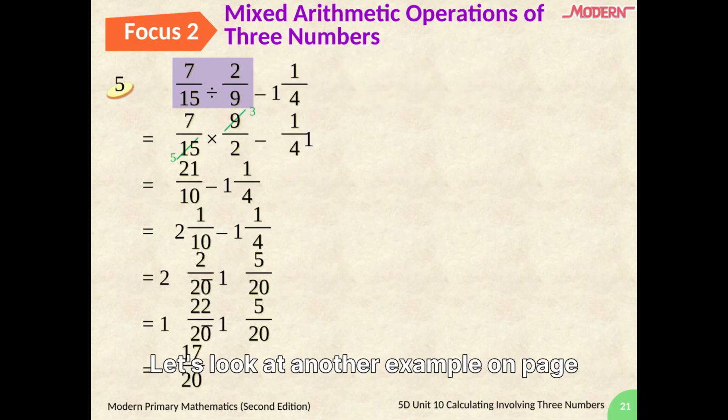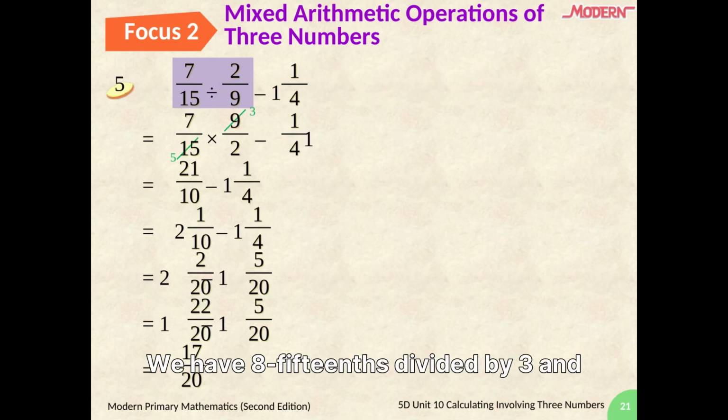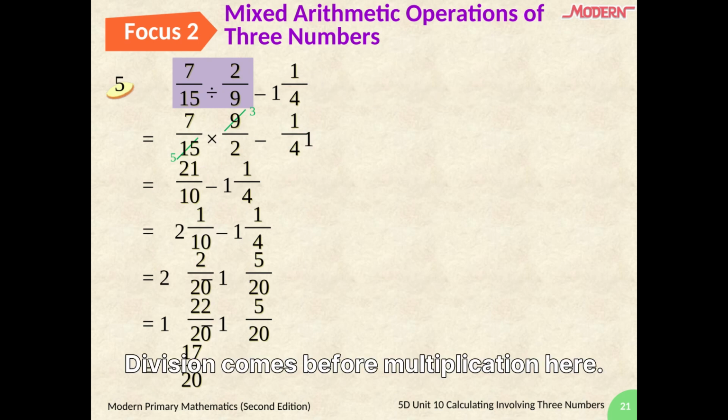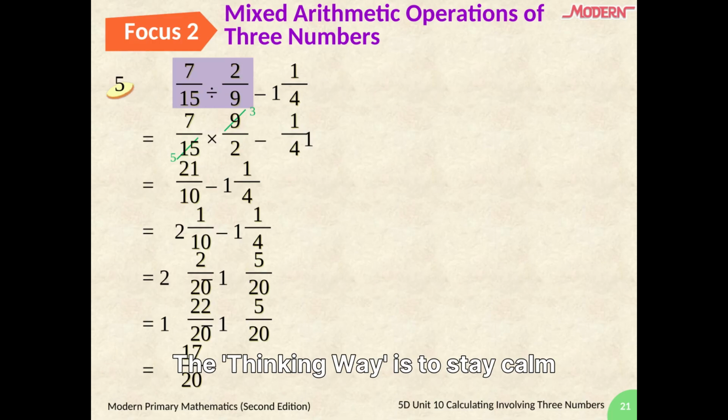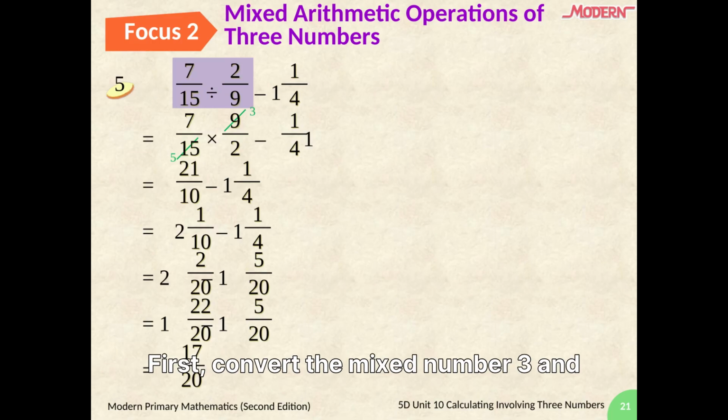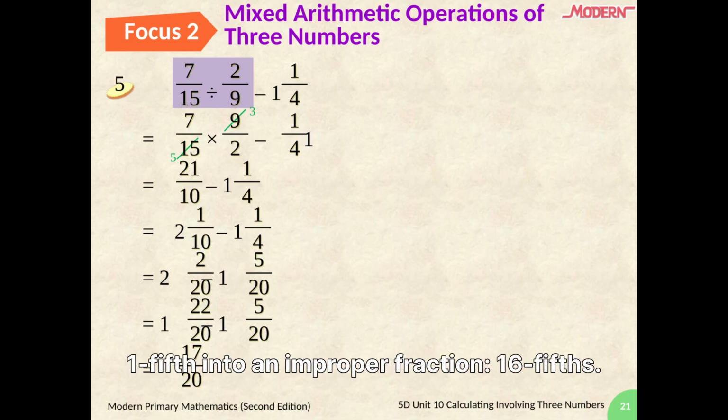Let's look at another example on page 16. We have 8/15 divided by 3 and 1/5 times 1/2. Notice the order. Division comes before multiplication here. The thinking way is to stay calm and follow the sequence. First, convert the mixed number 3 and 1/5 into an improper fraction, 16/5.